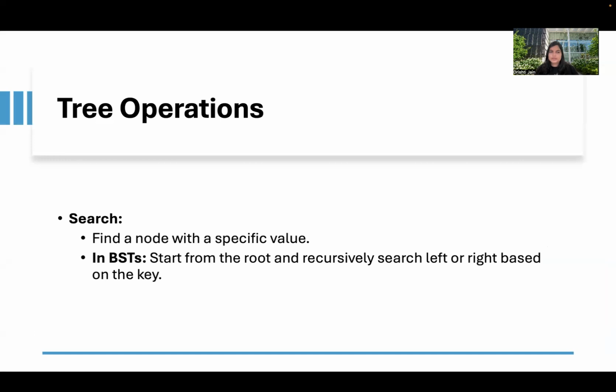In search, you find a node with a specific value. In case of BSTs, you start from the root and recursively search left or right based on the key that you are looking for.